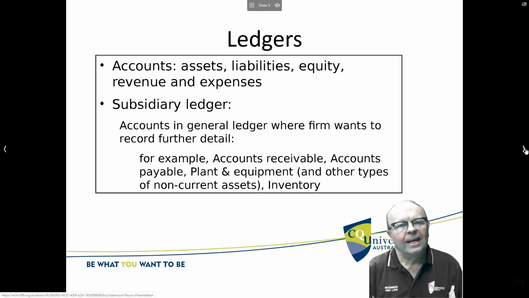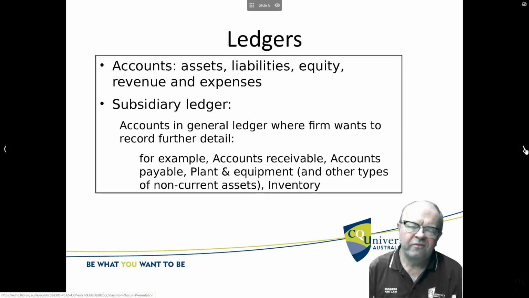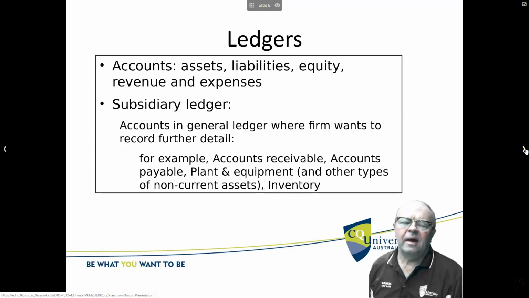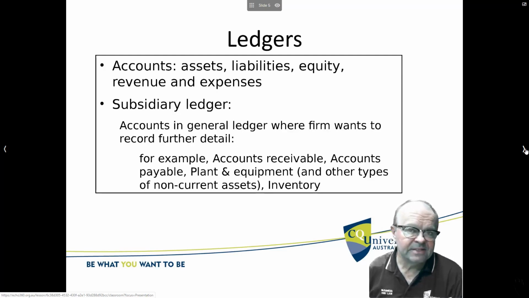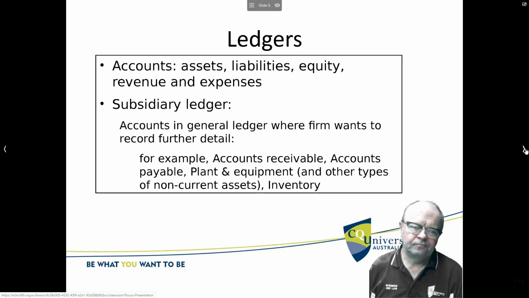Now the next thing we'll look at are ledgers. These are all the accounts for assets, liabilities, equity, revenue and expenses. And they're very much at the core of the accounting system. So there are ledgers and then there are subsidiary ledgers. And because there's some accounts in the general ledger where a firm might want to record further detail. Some common examples are accounts receivable, accounts payable, plant and equipment, and other types of non-current assets, and inventory.